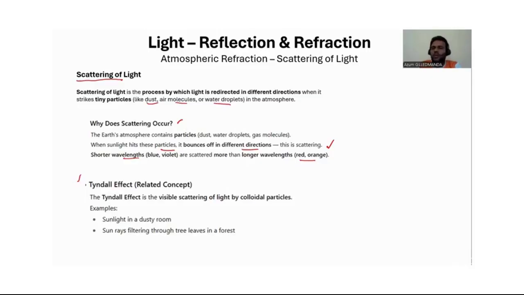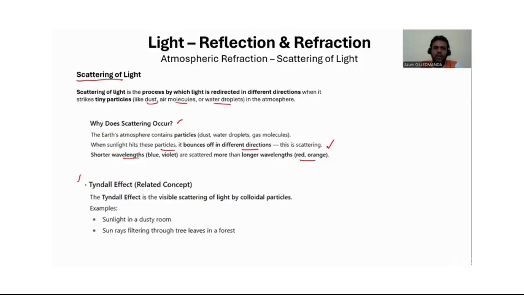But if you turn off that sunlight, if you close the window, you cannot see it, because the dust has not gone. The dust is still in the room. But because of this scattering, we can see the dust easily, because light takes different directions when it hits obstacles like dust particles. So that's the scattering of light, and this effect is called the Tyndall effect. That's the sunlight in the dusty room.